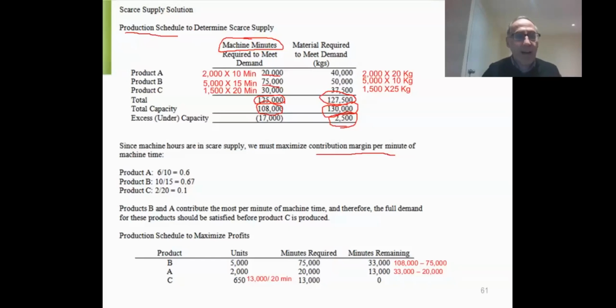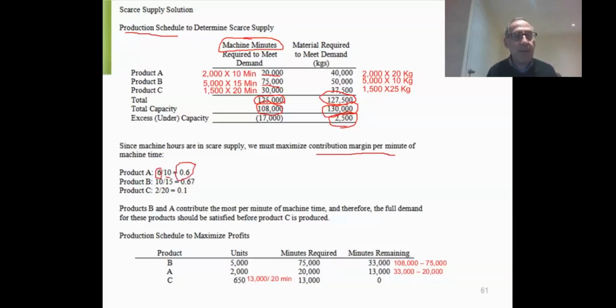So let's take a look now at the contribution margin of each product per minute. Product A, from I believe a couple of slides ago, was $6 contribution margin per unit. It takes 10 minutes to produce each unit of product A. So the contribution margin per minute for product A is 0.6, or 60 cents, right?